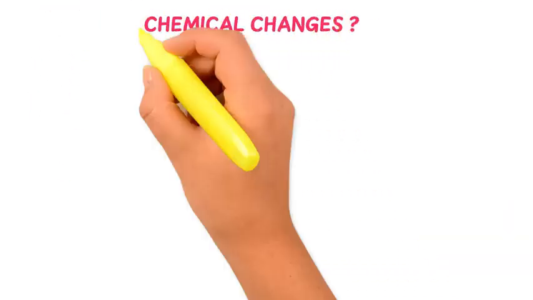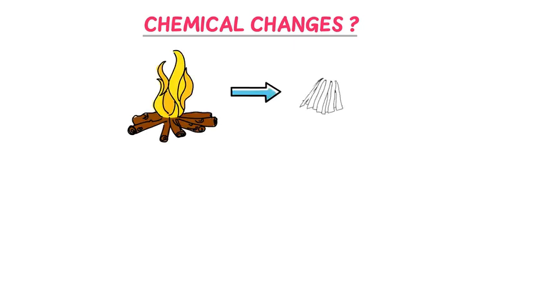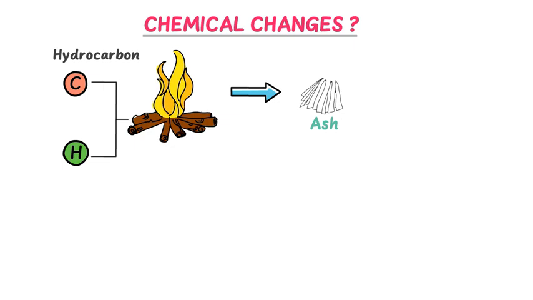Now, what are chemical changes? Well, consider the burning of wood. We know that when we burn wood, we get ash. In chemistry, we know that wood is an organic material and it is mainly made out of carbon and hydrogen. That is why it is also known as a hydrocarbon.